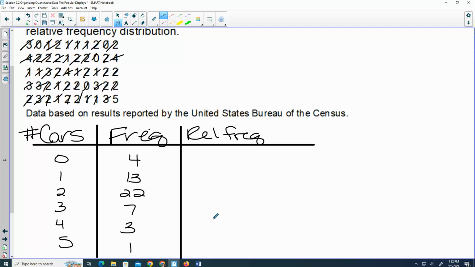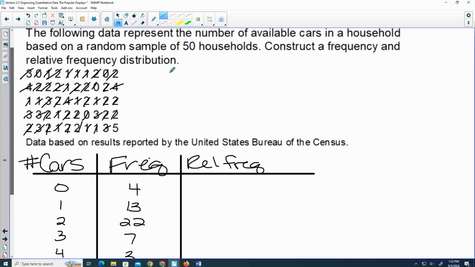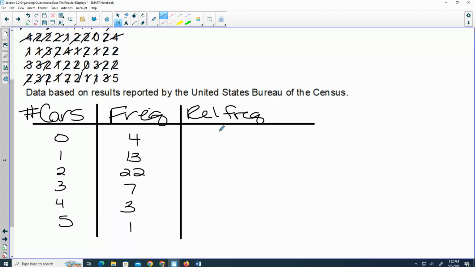How do we do relative frequency? Divide by the total number. And a good check, make sure we didn't miss any. If you add all these numbers up, what do we get? 50. And it told me in the problem that I had 50 households. So that would be a good way to make sure I didn't miss one. So we just take each of these divided by 50.